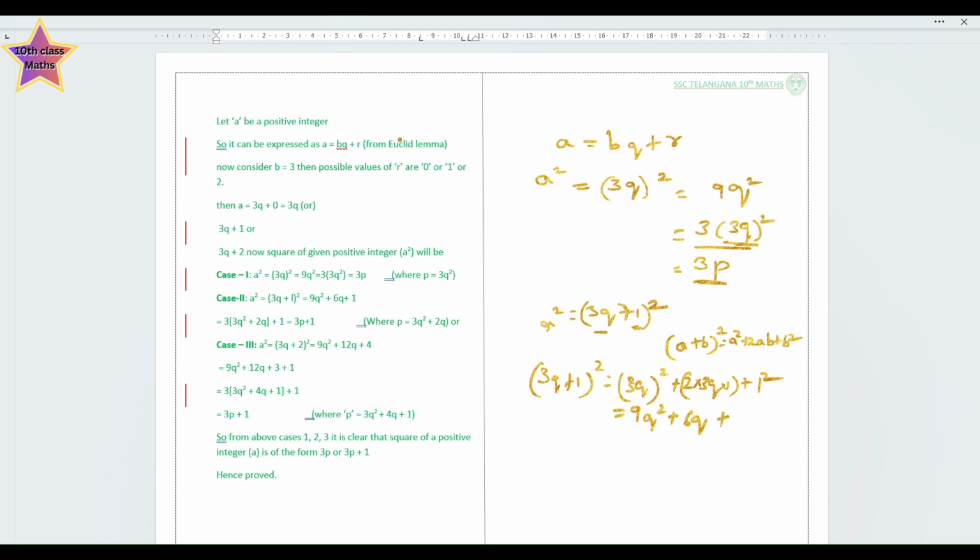1 square is 1 into 1, 1. Okay, so 9q square plus 6q plus 1. If you write it in terms of 3, how would you go about it? 3 into 9 is a multiple of 3, 3 into 3q square. 6 is also a multiple of 3, 2q. 1 is not, so we can put it outside.